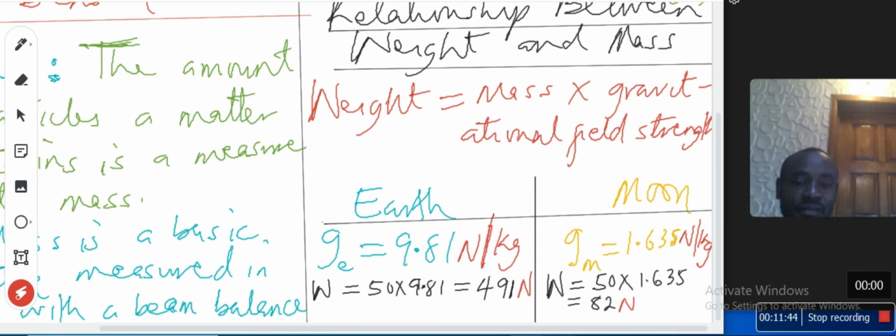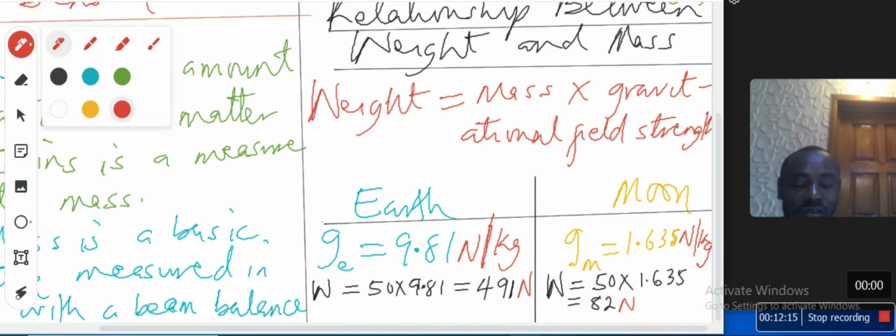All right. We call that gravitational field strength. You see, I said Newton per kilogram. 9.81 Newton per kilogram. What's the implication? It means 1 kilogram weighs 9.81 Newton. Because if I say 9.81 Newton per kilogram, that means 1 kilogram has this weight. By the way, this 9.81 Newton per kilogram is also called acceleration due to gravity.